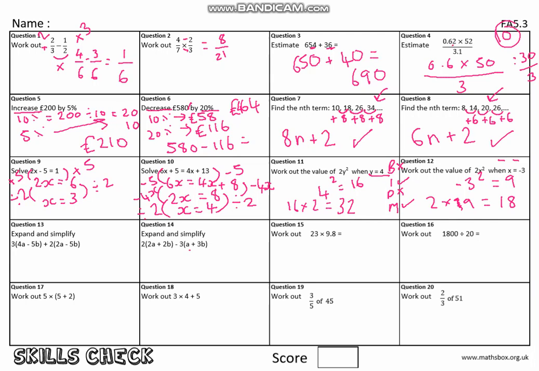So I was just explaining that the answer to that one was 18. Okay, so we'll move on to question 13 now. So this one says expand and simplify. Expand just means get rid of the bracket, and simplify just means collecting all the terms that are similar. Okay, so when we expand, we take the number on the outside and we multiply it by whatever is on the inside of the brackets.